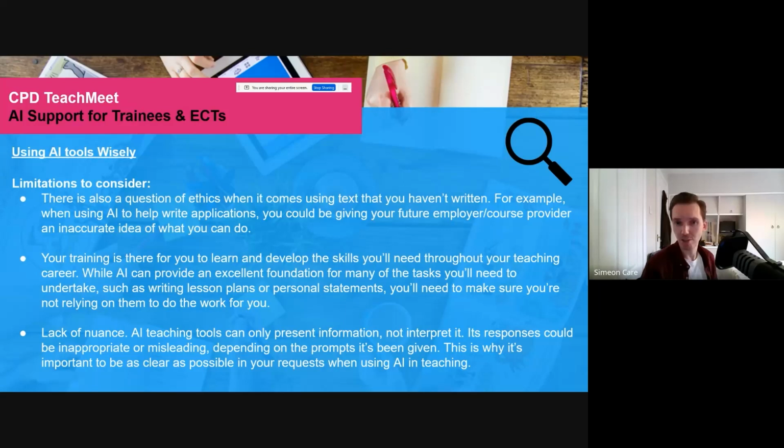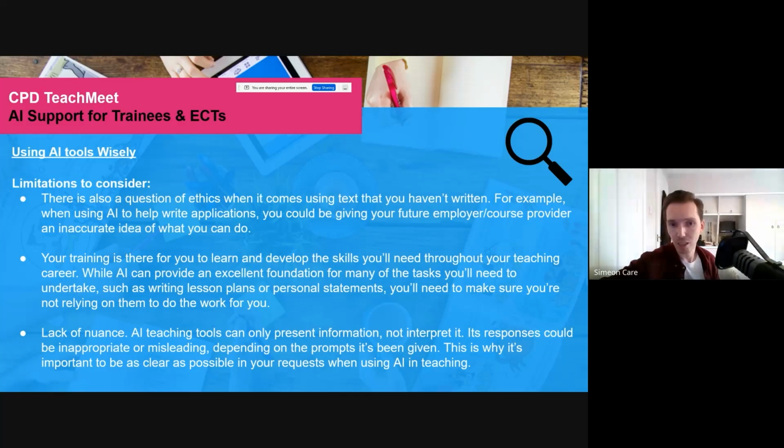Your teacher training is there for you to learn and develop skills, and I'd also say this for the ECT period, you'll need throughout your entire career. So while AI can provide an excellent foundation or a model for many tasks you may need to undertake, such as writing lesson plans or statements, you need to make sure you're not relying on them to do the work. Although I do love John's idea of having a go yourself, having a look at an AI version and then seeing how yours could be improved. I think that's a really nice way of using it.